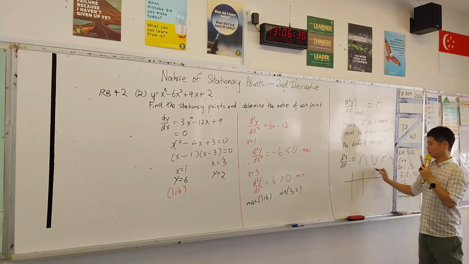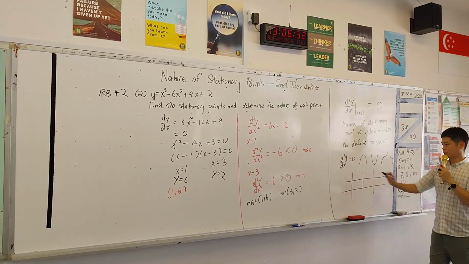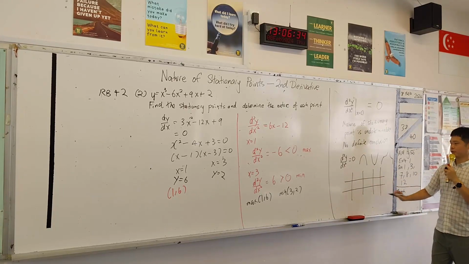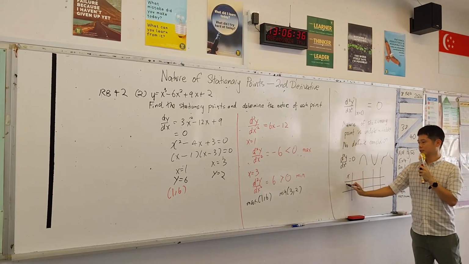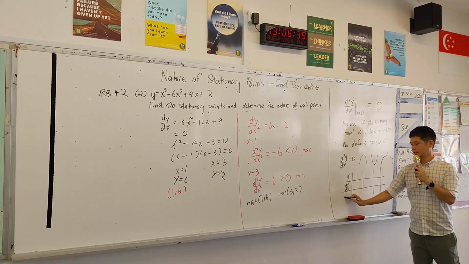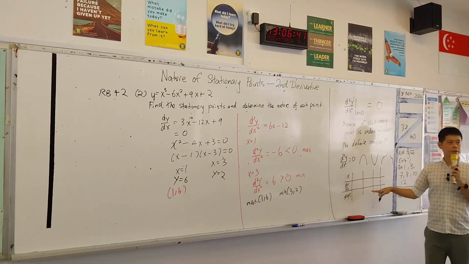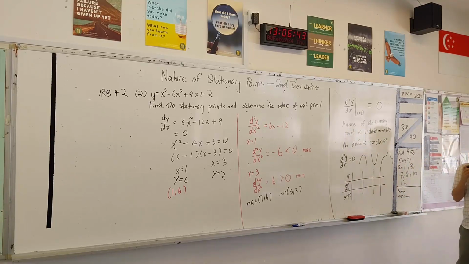We do the 3 by 4 thing again. So 1, 2, 3, 1, 2, 3, 4. Okay, so we have to do this, this, and this to look at whether it is a maximum, minimum, or points of inflection. Okay, all right, that's all.